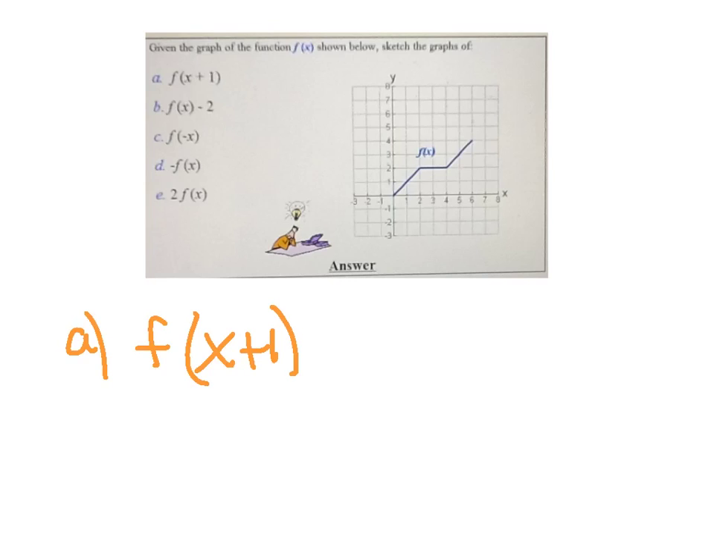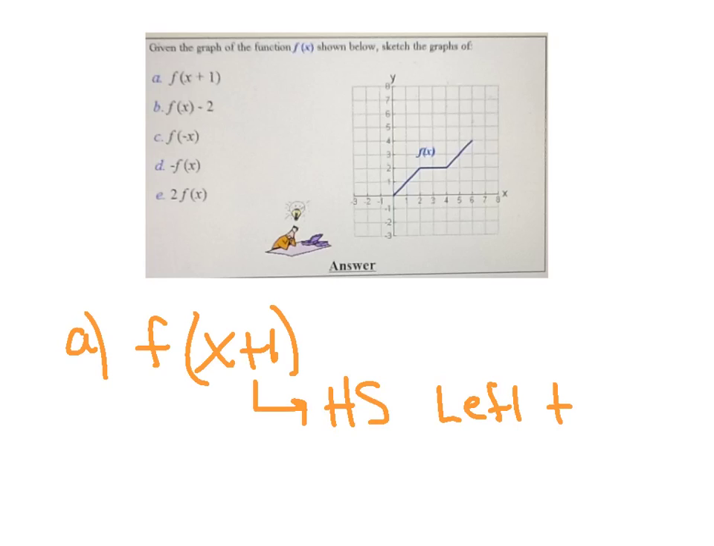So you've just got to know, are you shifting horizontally or vertically? And hopefully you're saying to yourself, you're inside the parentheses, so take a guess on your own. I would definitely say that's a horizontal shift. Now horizontal, you're going to do the opposite. So if I see a plus 1, I'm actually going to go to the left 1.